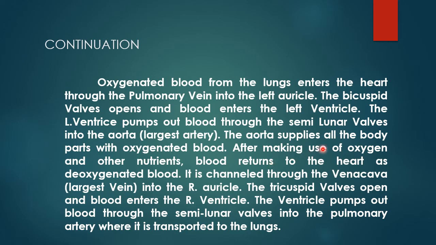After making use of oxygen and other nutrients, blood returns to the heart as deoxygenated blood. It is channeled through the vena cava, which is the largest vein, into the right auricle. The tricuspid valves open and blood enters the right ventricle. The ventricles pump out blood through the semilunar valves into the pulmonary artery, where it is transported to the lungs. This is just what we are explaining using the diagram of the heart.